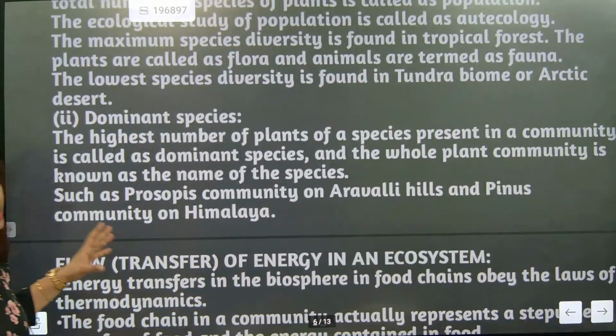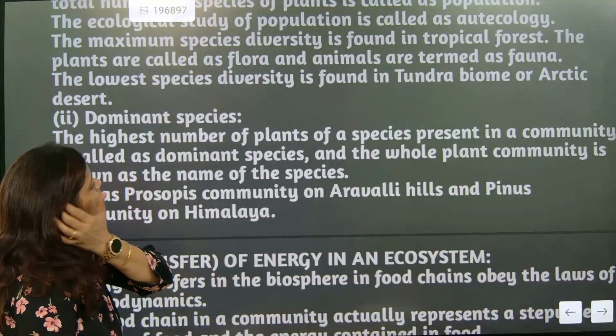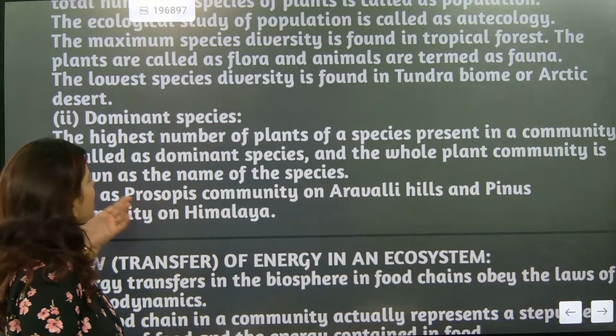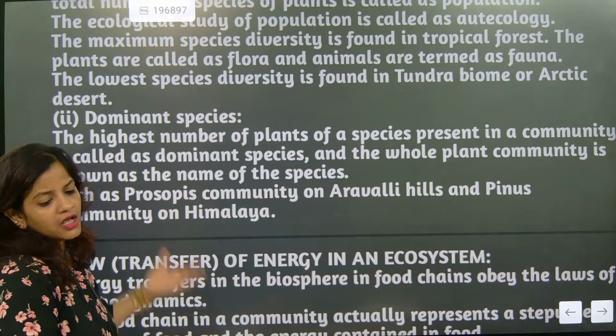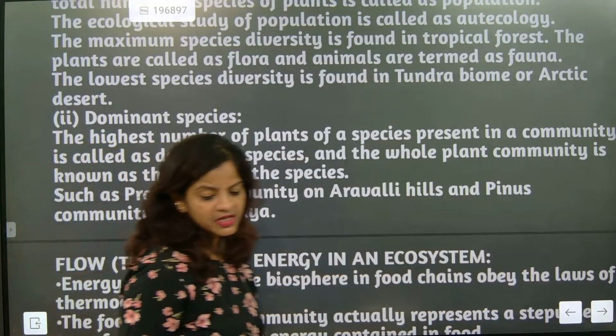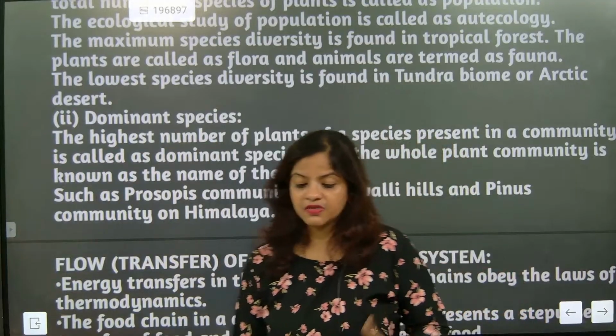Dominant species are the plants that are present in the highest numbers. The species with the highest number of plants present in a community is called the dominant species, and the whole plant community is known by the name of that species. Sometimes the full community starts getting named because of that specific species.